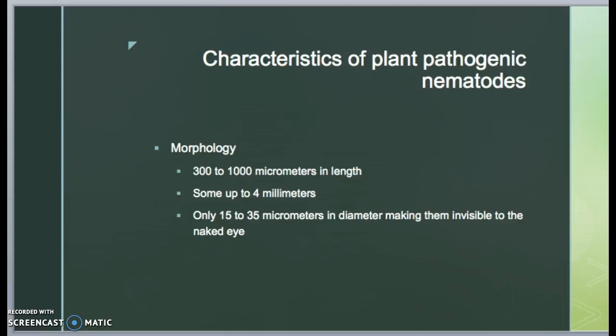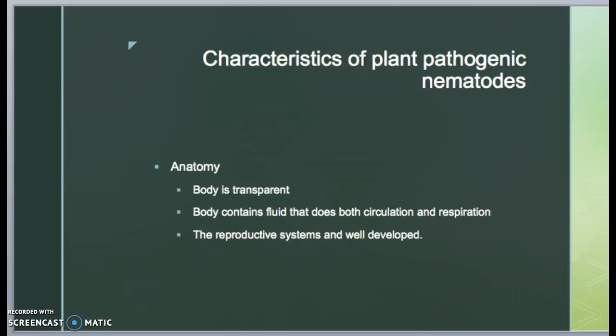Characteristics of plant pathogenic nematodes. Morphology: 300 to 1,000 micrometers in length, some up to 4 millimeters. Only 15 to 35 micrometers in diameter, making them invisible to the naked eye. Anatomy: body is transparent. Body contains fluids that do both circulation and respiration. The reproductive system is well developed.